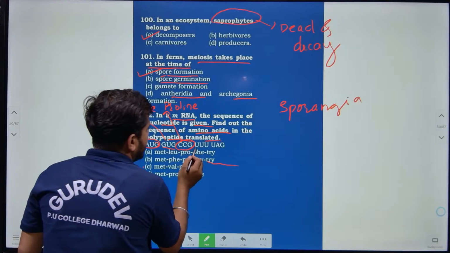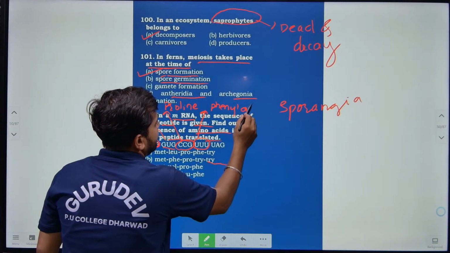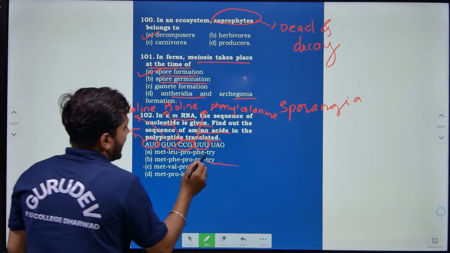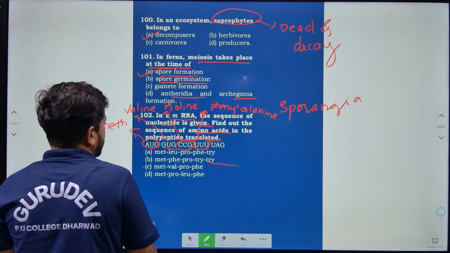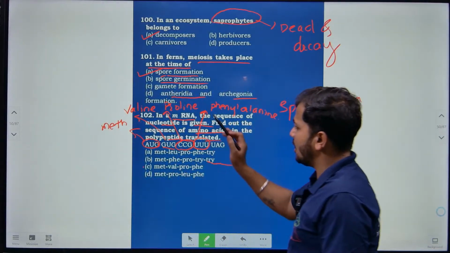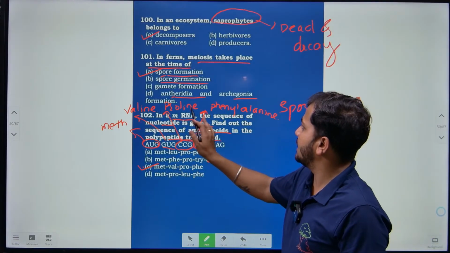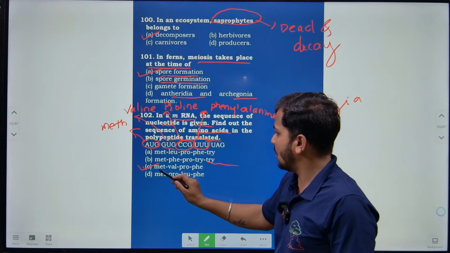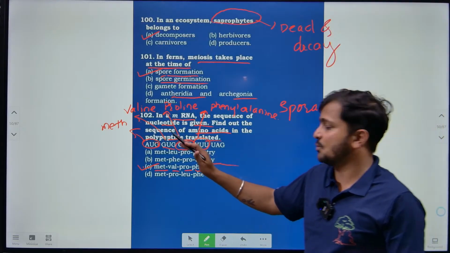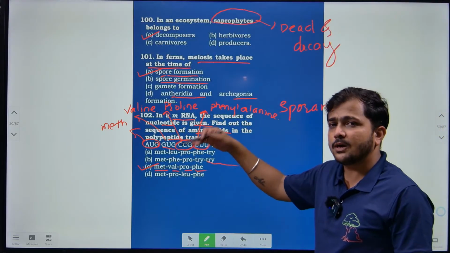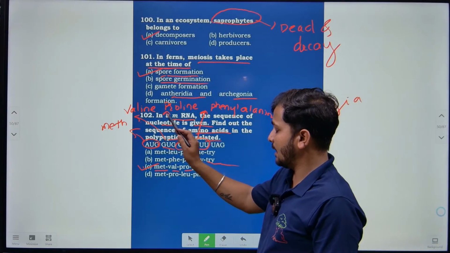UUU is related to phenylalanine. Then UAG is a stop codon, and based on that only, the answer is C. So here we find the presence of methionine, valine, proline, and phenylalanine. We have to answer based on the sequence, since these codons code for these amino acids. So question 102's answer is C.